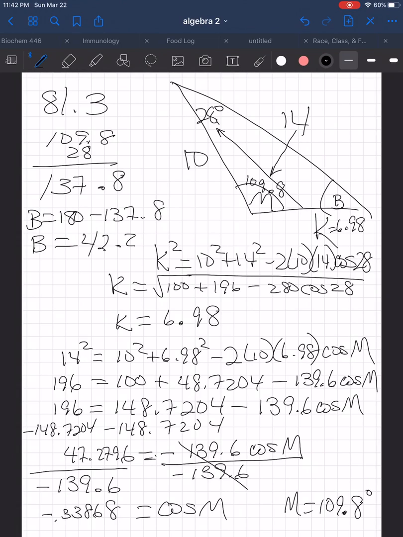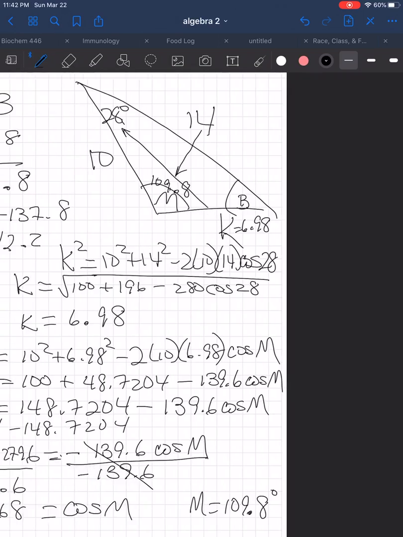All right, lots of good stuff with law of cosines. There's no ambiguity. We don't have to worry about whether it was an acute or obtuse angle. It'll always come out right using law of cosines. All right, next.